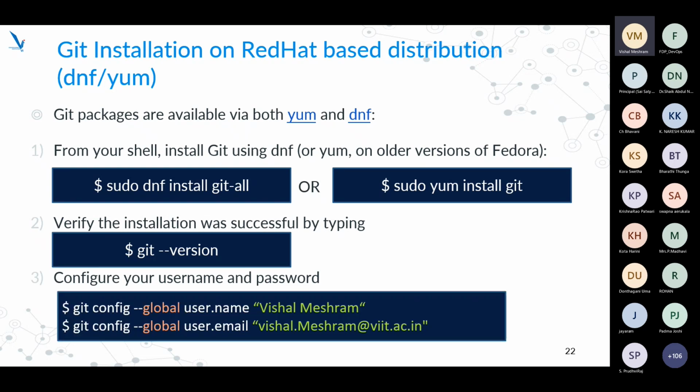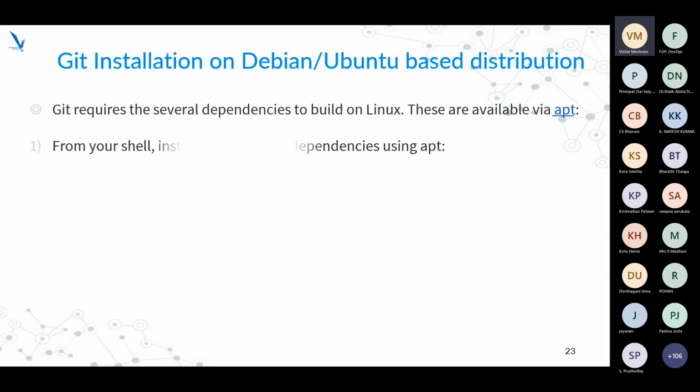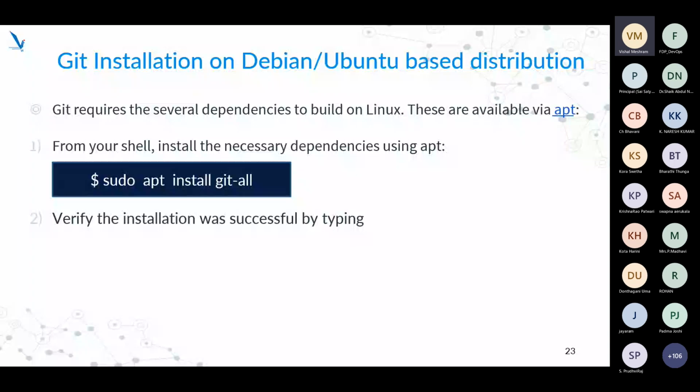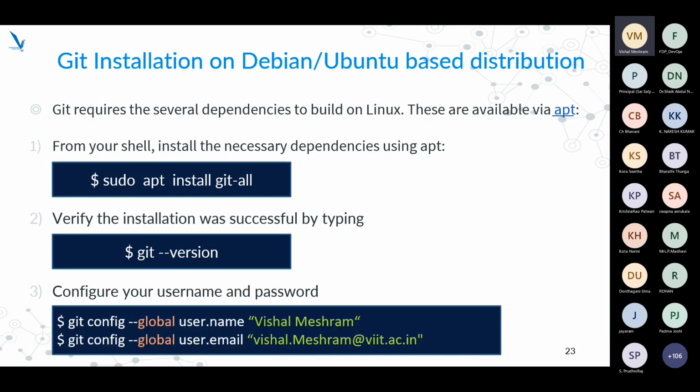And there is another distro of Linux, that is Ubuntu or Debian, right? So what is the command? This is a simple command, sudo apt install git-all, okay. So normally we work on these three. If you are working on the Mac, then I request you to please refer to the GitHub documentation on how to install Git on the Mac. Okay. Again, Mac is Linux based, so there is no big difference.